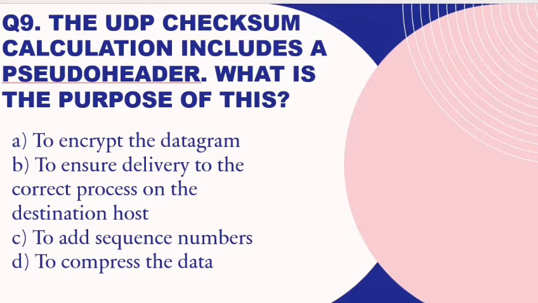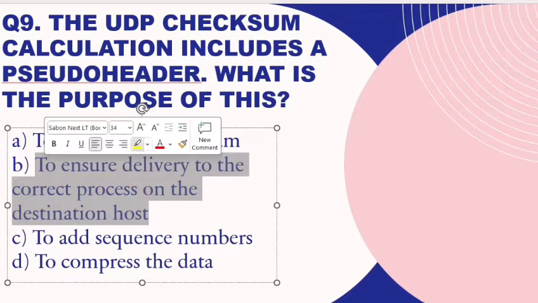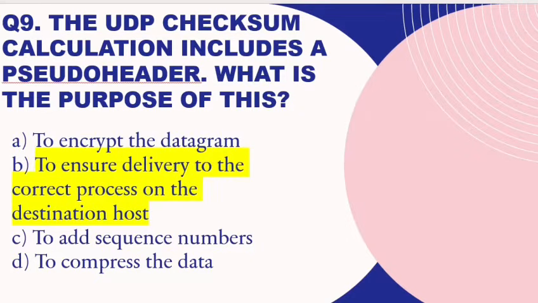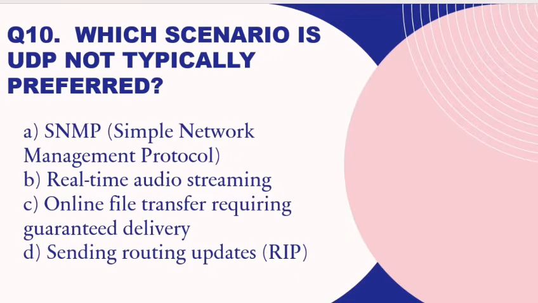The UDP checksum calculation includes a pseudo header. What is the purpose of this? Option A, to encrypt the datagram. Option B, to ensure delivery to the correct process on the destination host. Option C, to add sequence number. Option D, to compress the data. I hope you all have guessed the answer right. So the correct answer for this question is option B, to ensure delivery to the correct process on the destination host. Moving on to question number 10.